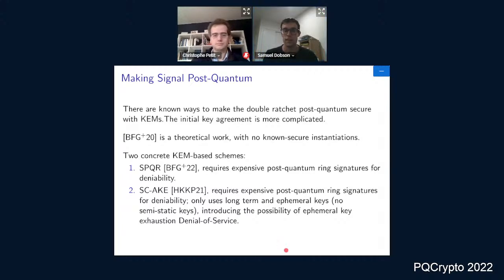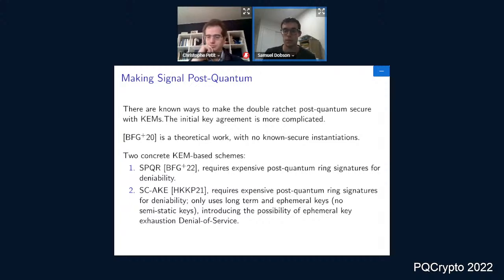Right. Yeah, so in terms of making Signal a post-quantum protocol, the double ratchet part is pretty solved already. There's known ways to do that using post-quantum KEMs, but this initial key agreement part is more complicated because there's a lot more keys involved. We've got 2 keys from the initiator and 2 or 3 keys from the receiver that are all combined in different ways to achieve all of the properties previously mentioned. And so there's been a few recent works in the last couple of years on potential ways to make a post-quantum version of Signal.